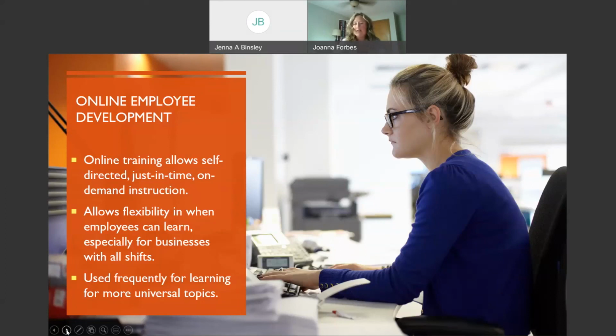So if you have staff that are on all shifts, this is a great way to make sure they're getting all of those required and mandatory trainings that they need. But again, when we think about employee development, we don't just want to think about that. It's also a great way for those second shift or third shift employees to get some other trainings that may benefit them.